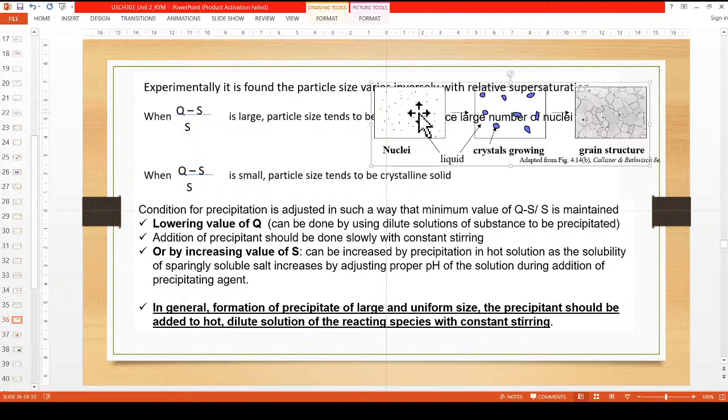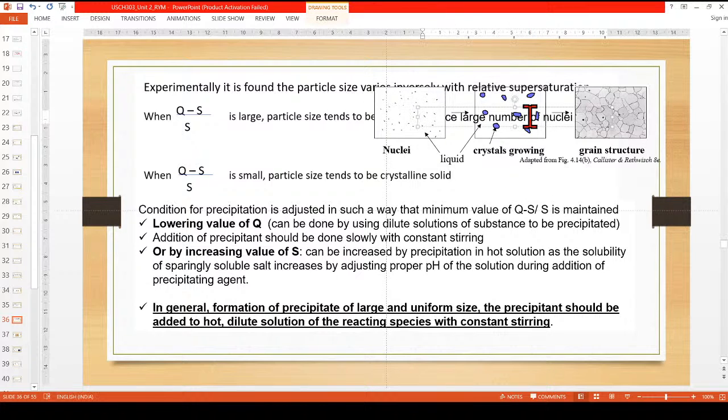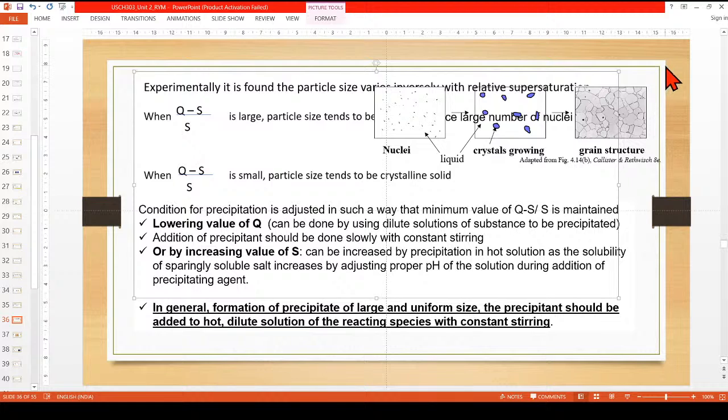So if we are calling this as case A, if this is your case B, then in case of case A you will get amorphous precipitate, in case of case B you will get crystalline precipitate. So if you want to get crystalline precipitate, then try to add precipitating agent slowly with constant stirring.